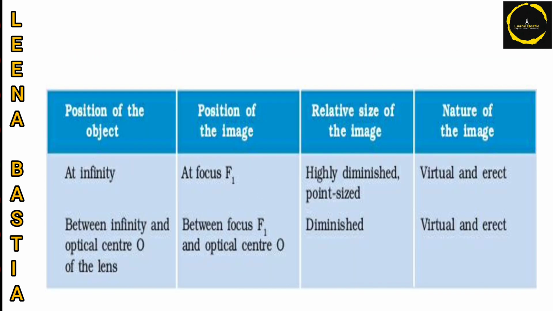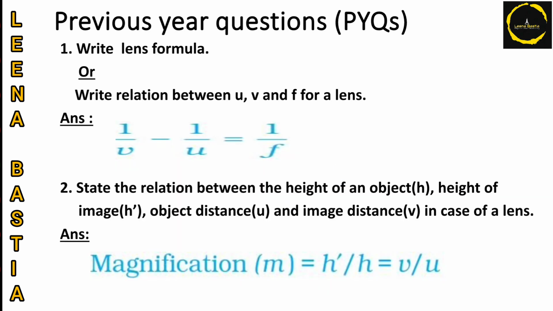Okay. Now this is also a table for your concave lens. Two cases I have mentioned, as it is given in your book. This is the first one, this is the second one. So just go through it, and again in this also you have to make it again and again, and you will be able to remember. Okay.